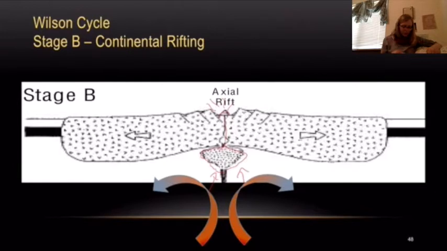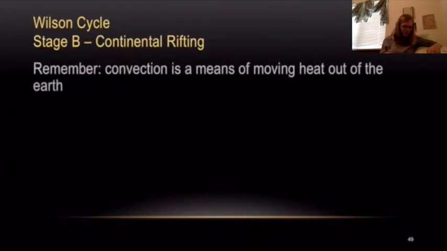And we're going to get movement. We're going to get earthquakes along these rifts. Lots of movement, lots of heat added. All right, so remember, convection is just a means of moving heat out of the earth. We're moving heat from the core of the earth through the mantle up into the asthenosphere and the lithosphere, the crust of the Earth.